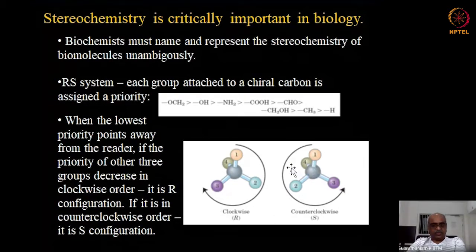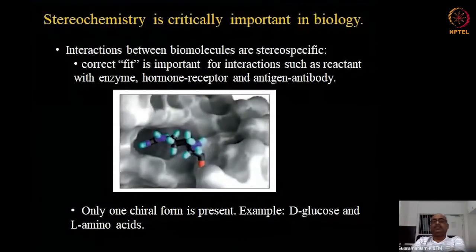Instead, when the low priority group faces away from you and the other constituents decrease in priority in a counterclockwise way, as shown in this, then that is S configuration. So this is R configuration, this is S configuration. This is how chemists refer to specific configurations. All right, so now really the main reason why we are learning stereochemistry. At the beginning I mentioned that even the functional group property varies depending on what other groups are attached in the same molecule.